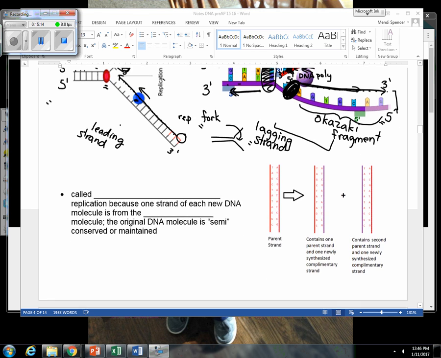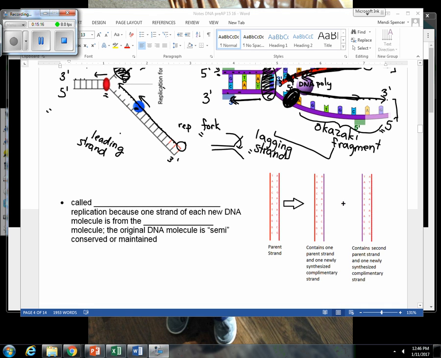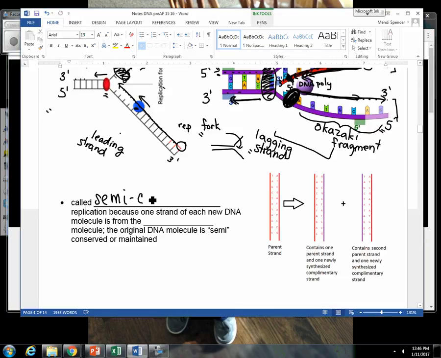Now to finish up this page of notes, this model of how DNA gets replicated has a name. It's called semi-conservative replication. If you think about what we mean by semi-sweet chocolate, that means that it's chocolate that's kind of sweet. It's not as sweet as milk chocolate. It's kind of sweet. So semi-conservative means we kind of conserve the original DNA molecule.